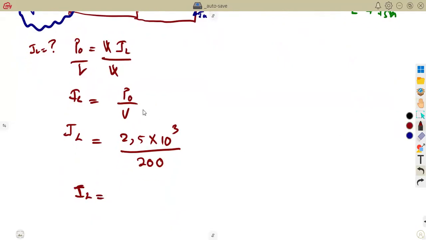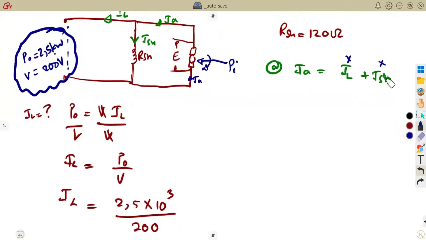So that is it. So in this case, calculating our load current, we are going to obtain 12.5 amps. And we also need the shunt current. You do not have that.